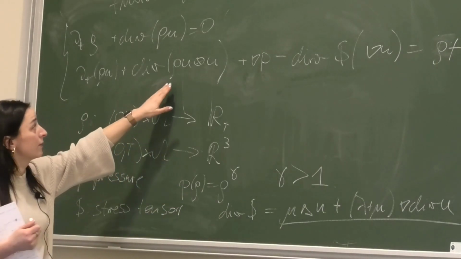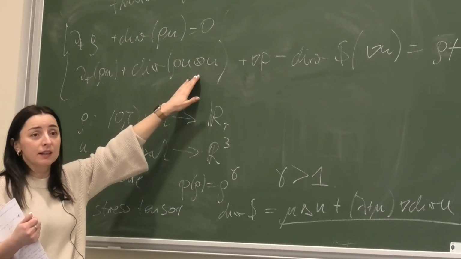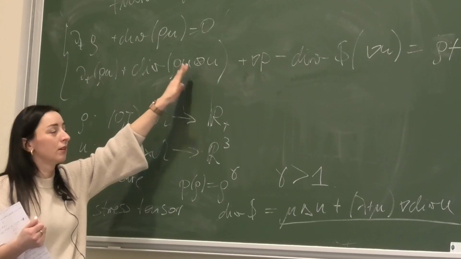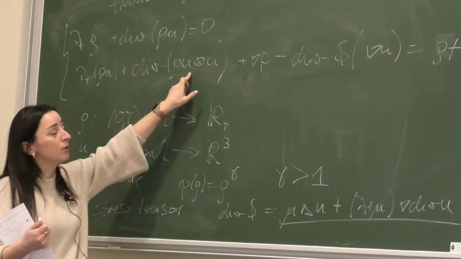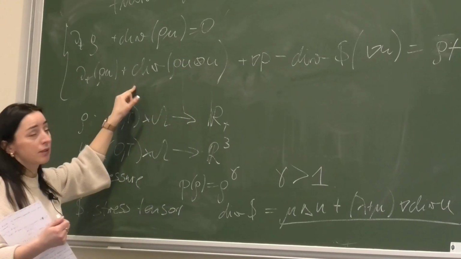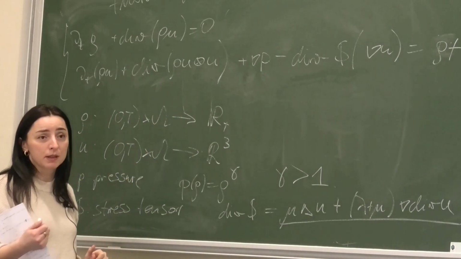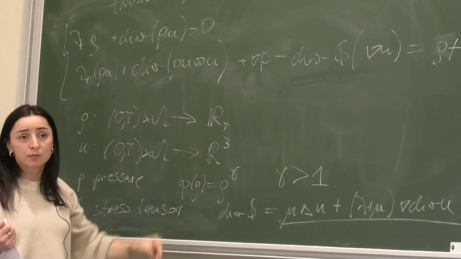The notation is the following one. This object here is a tensorial product, vector product, let's say. So it is the u_i u_j matrix. Divergence is summation over the row of this matrix. So we have a vectorial equation, a PDE. Yeah?